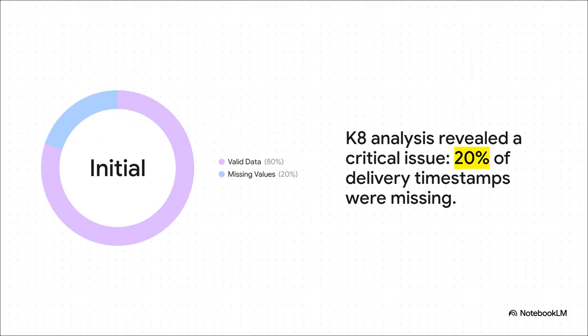So after we used all our K8 detective skills on that Hungry Now dataset, this is what we found. This chart just lays it bare. Our biggest problem by far is that a full 20% of our delivery times are completely missing. There's no way we can move forward with an analysis when the data is in this state.